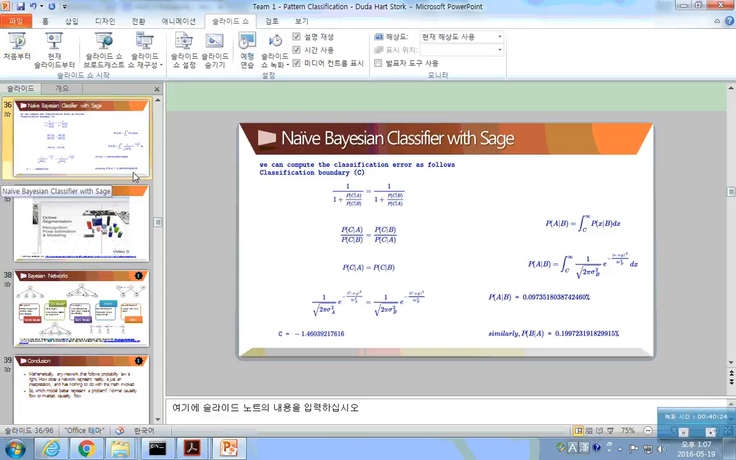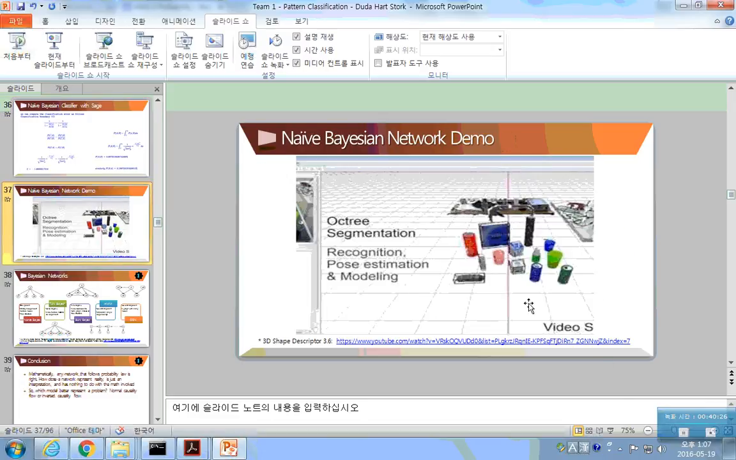Okay, so this summarizes the Bayesian network, and the remaining one is the demo. I think we may have some time to demo. I'll quickly show it. If you have any questions at any time, just stop.